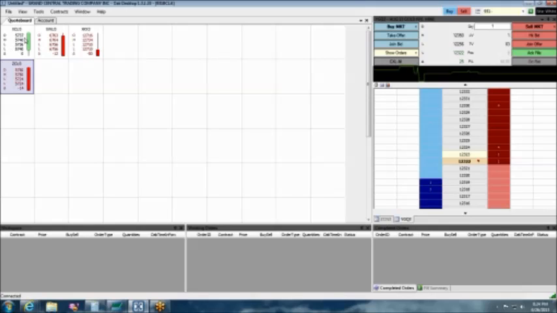The other thing, like I was just saying here, they're not going to be exactly the same price, but you should still track and do your research based on the full-size contract.